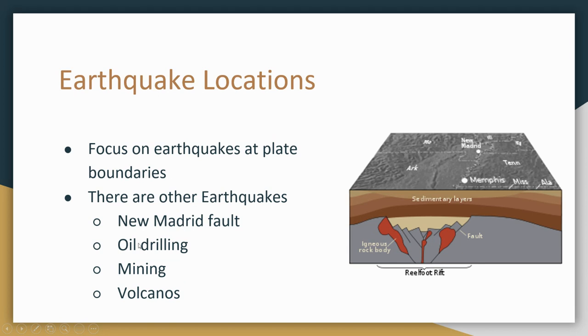There are other examples other than the New Madrid fault of partial faults away from plate boundaries, but that is one example in the United States. And then finally, volcanoes also cause some earthquakes. So these are four examples of earthquakes that don't occur at plate boundaries. But from here on out, we're just going to be talking about earthquakes at plate boundaries.